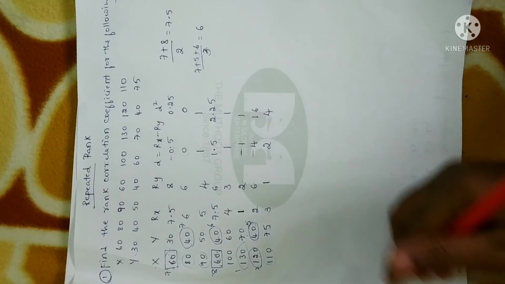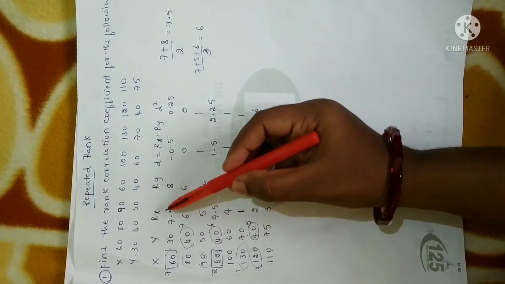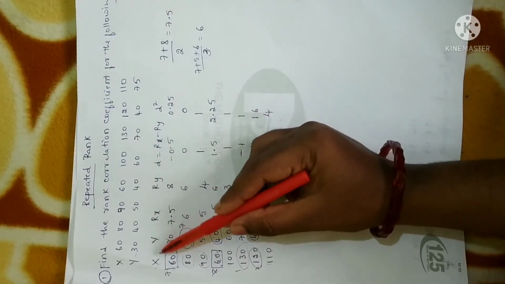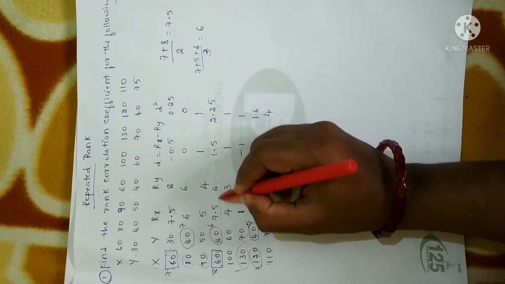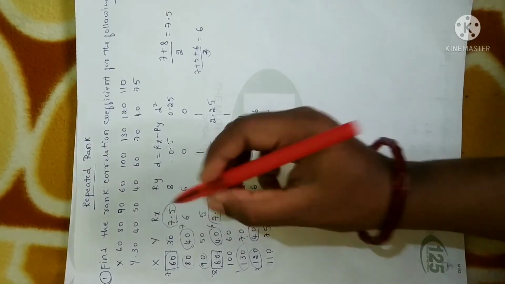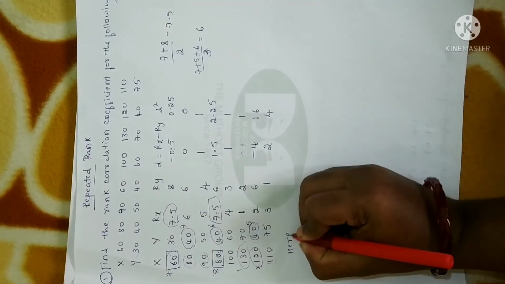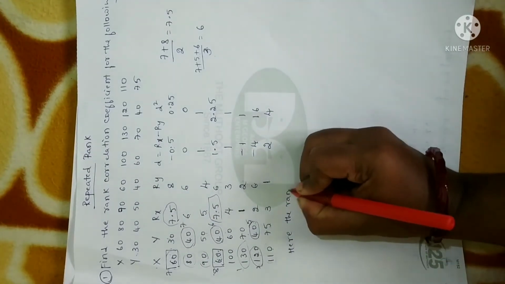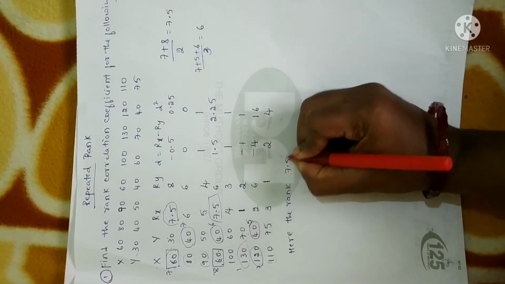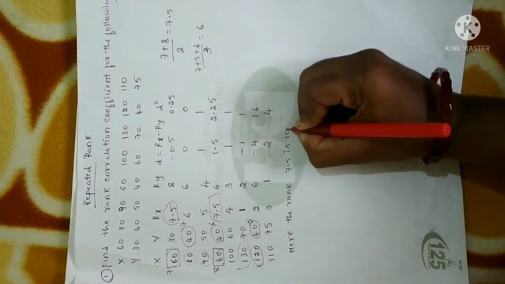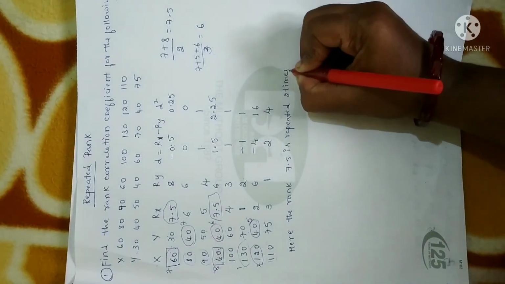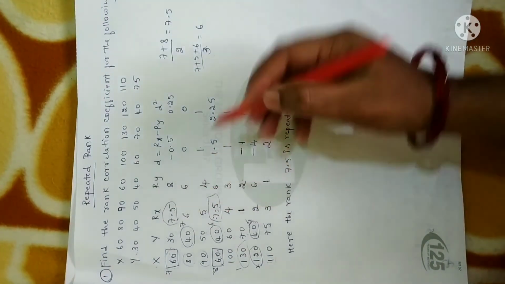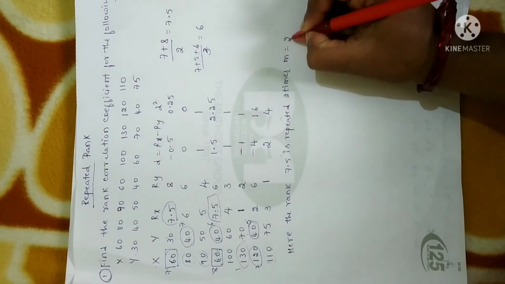Fine. Now let us check the Rx column. You should not look at the X and Y columns; in the Rx column, you have to see which is the repeated rank. It is 7.5, right? So let me write here that the rank 7.5 is repeated 2 times. Since it is repeating 2 times, you have to take the M value as 2.